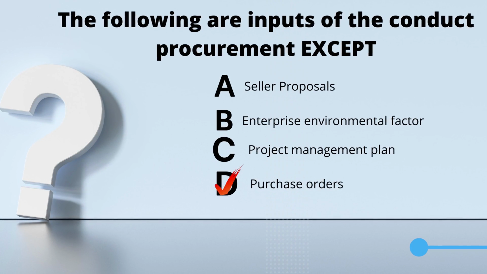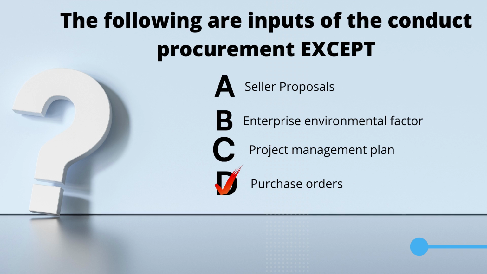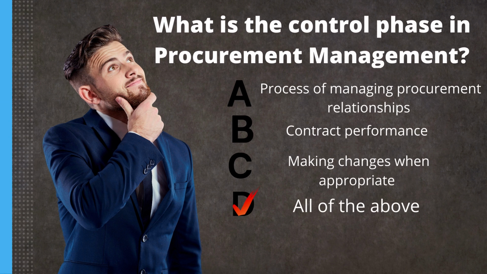The following are inputs of the conduct procurement except A. Seller proposals, B. Enterprise environmental factor, C. Project management plan, D. Purchase orders. The correct answer is D. Purchase orders, as the inputs of the conduct procurement include seller proposals, enterprise environmental factor, project management plan, procurement documentation, and organizational process assets. The last question is, what is the control phase in procurement management?